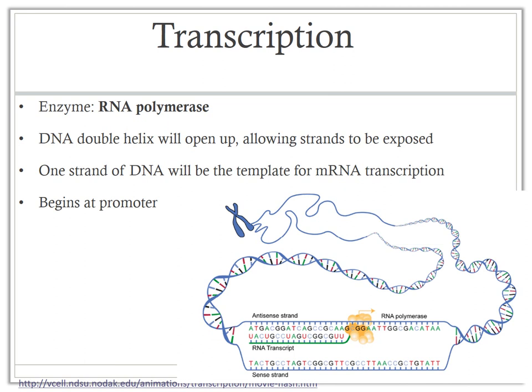It will begin at an area called the promoter. The promoter is found on the DNA molecule. It is a certain code, a certain sequence of nucleotides that is promoting the RNA polymerase to attach to it and open up the DNA at that spot. And that is where the transcribing of the RNA molecule will start. So the promoter is where transcription starts.